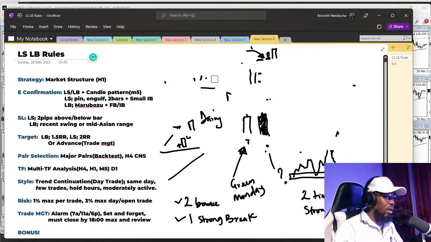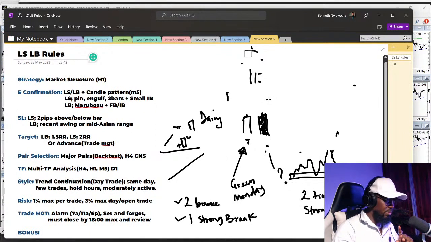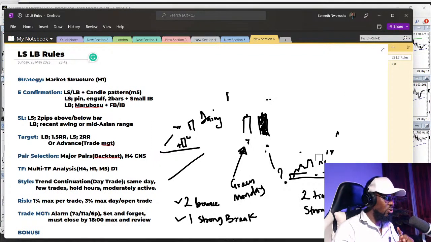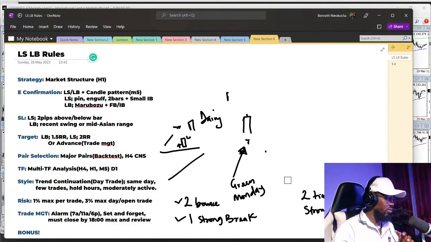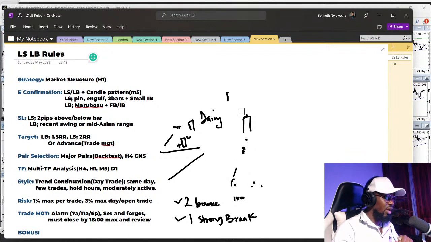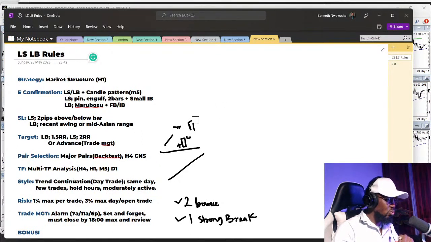I'm going to quickly go through the rules, then we'll look at an example, because I believe I've touched all the most important things that are going to help you take the setups correctly. I've just touched them briefly. First and foremost, market structure. I have talked about that. Then your confirmation, I already talked about that in the previous video. So please do well to go back to that video if you have not seen it.